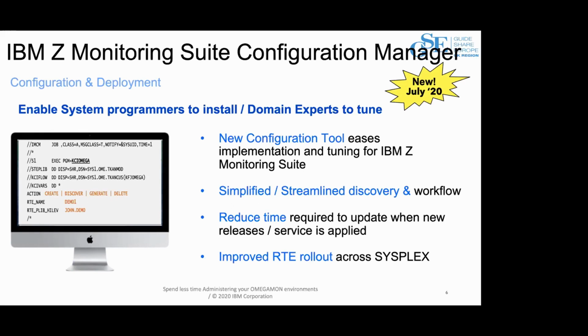It's simplified and streamlined discovery. So you don't use a discovery library adapter. There's a new simplified streamlined discovery, and there's a workflow that incorporates it. It reduces the time required to update when releases or services are applied. And that's important because instead of rerunning all these multiple jobs, you can edit the parameter, rerun one job, and you should be up and running again. Those changes will be incorporated. So you'll see in examples later on how easy that is and how quick it will get implemented.